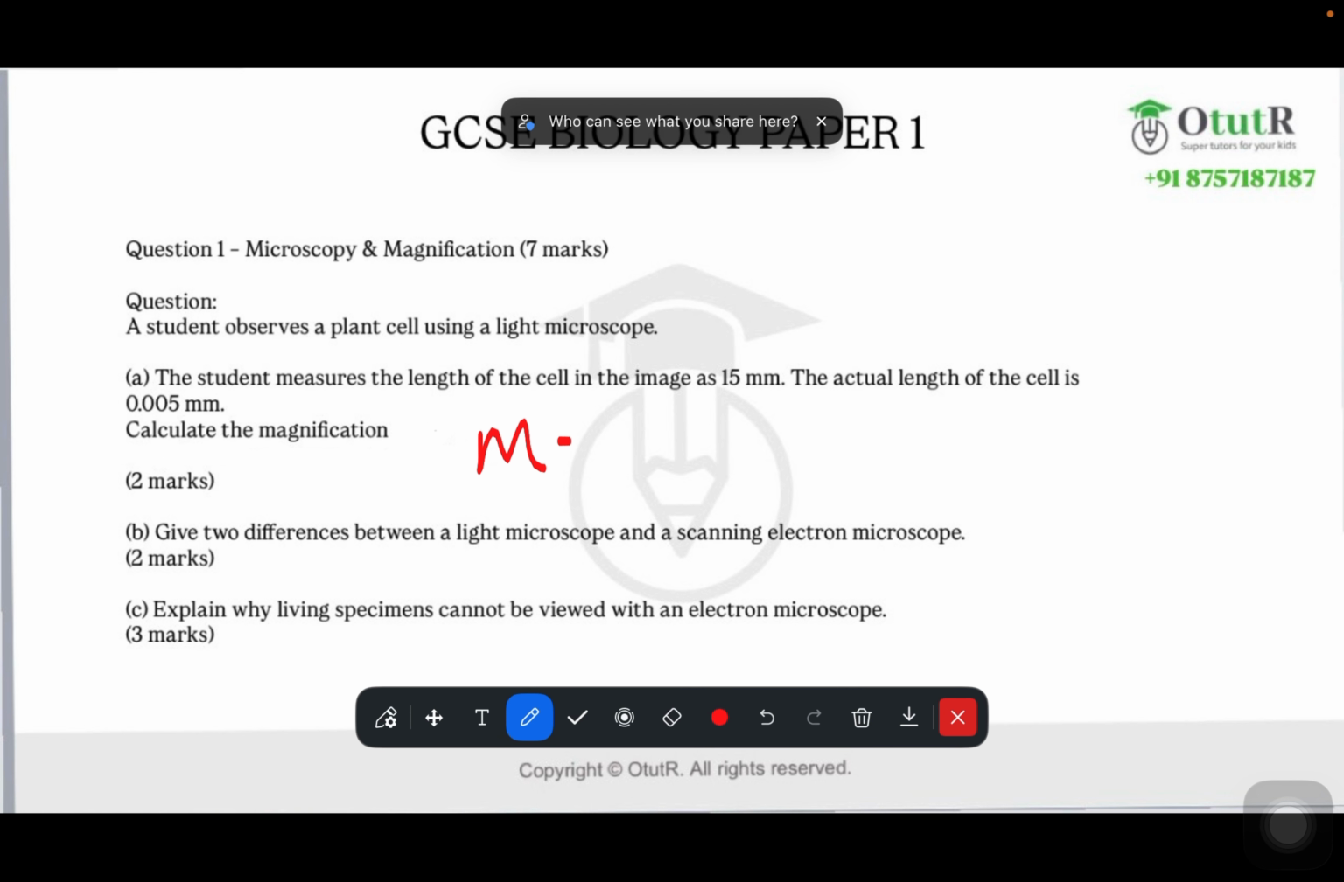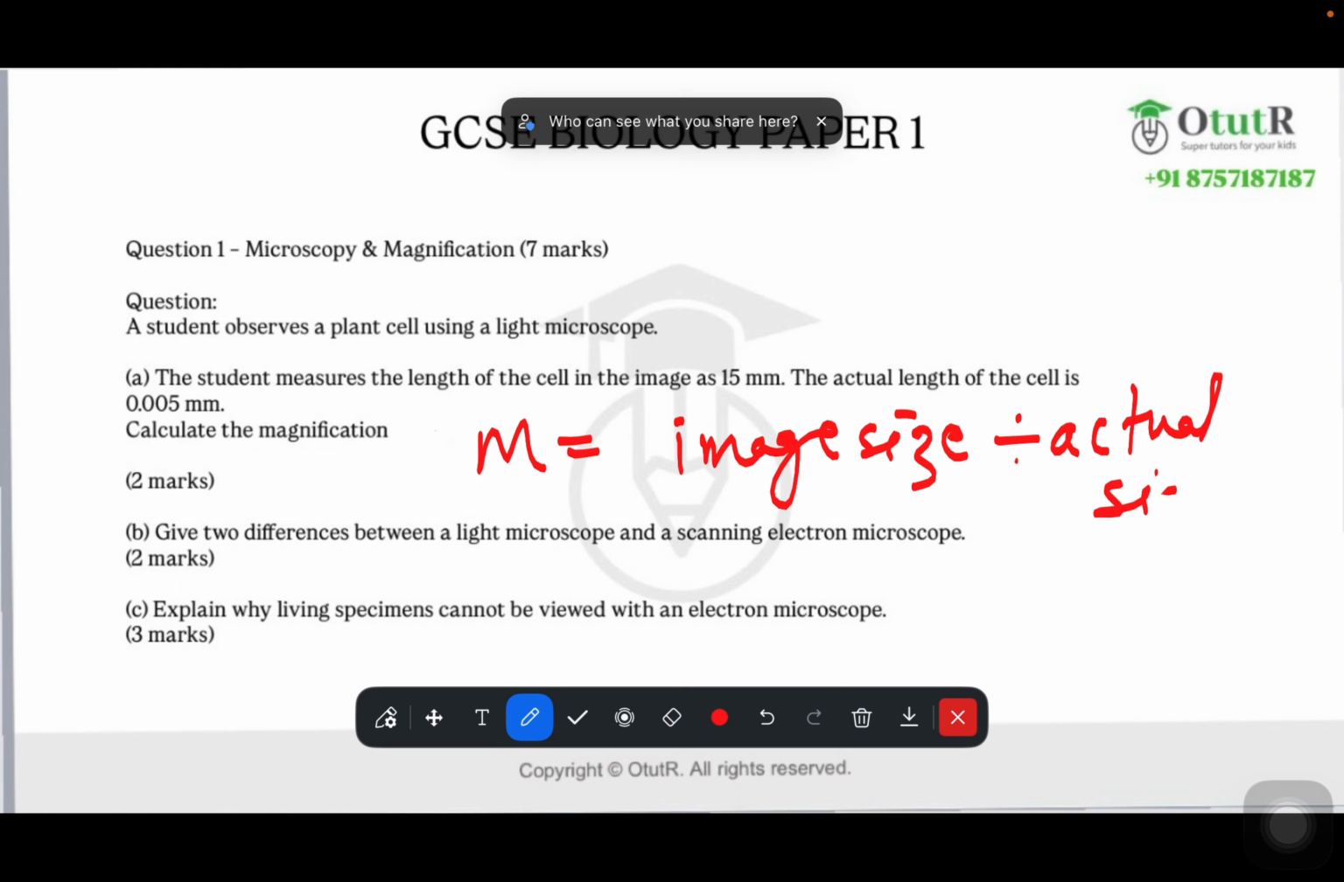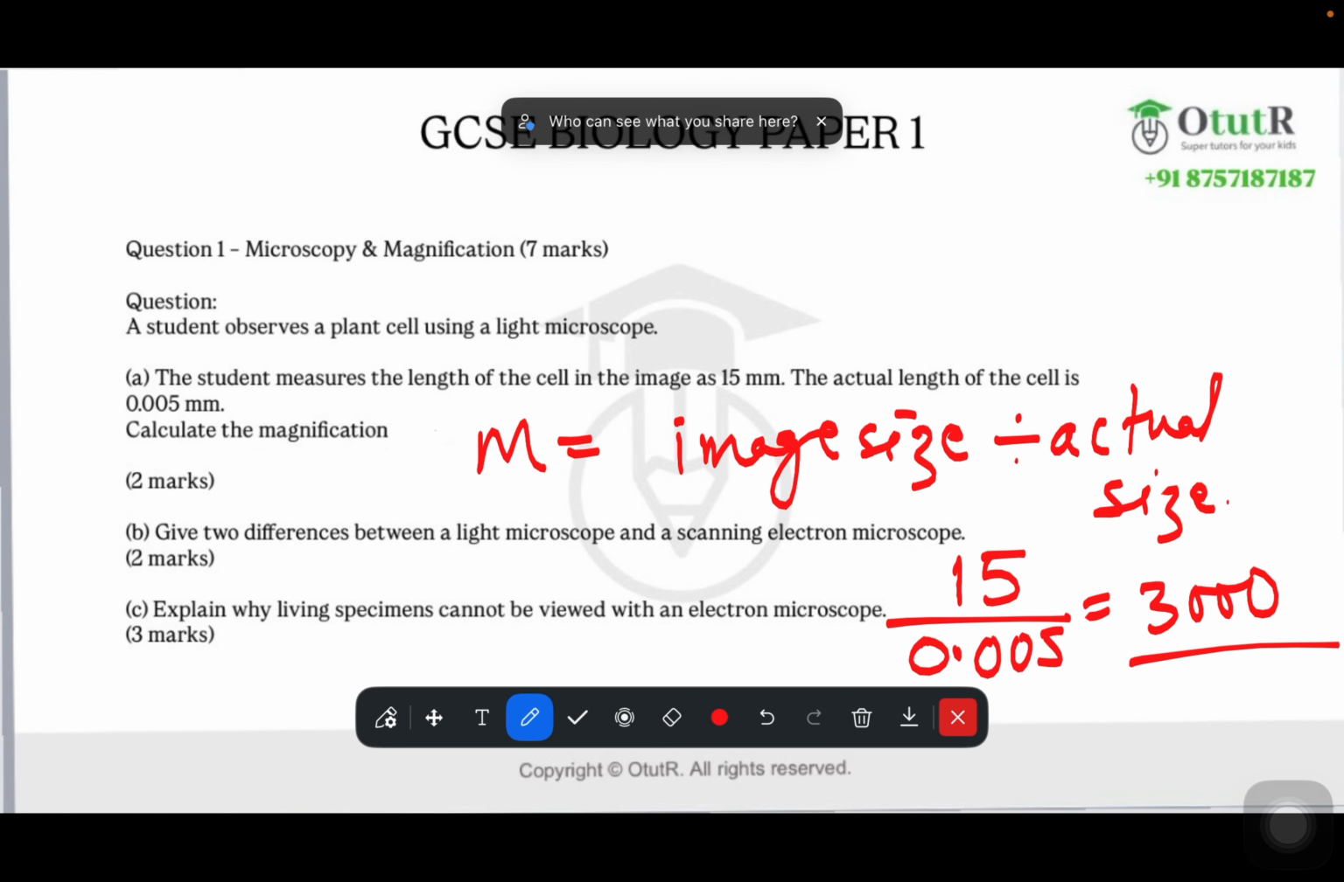We have magnification as the image size, and we'll divide it by the actual size. Over here, the image size is 15 and we'll divide it by 0.005 so that we get 3000. You get 1 mark for the actual calculation and 1 mark for the correct unit, so do not forget the unit.